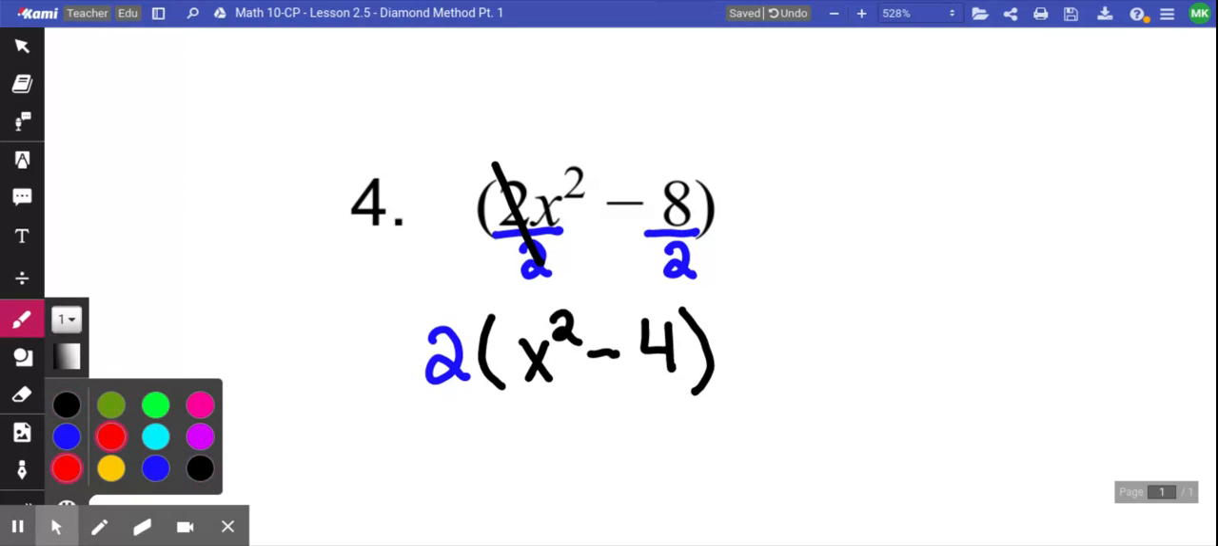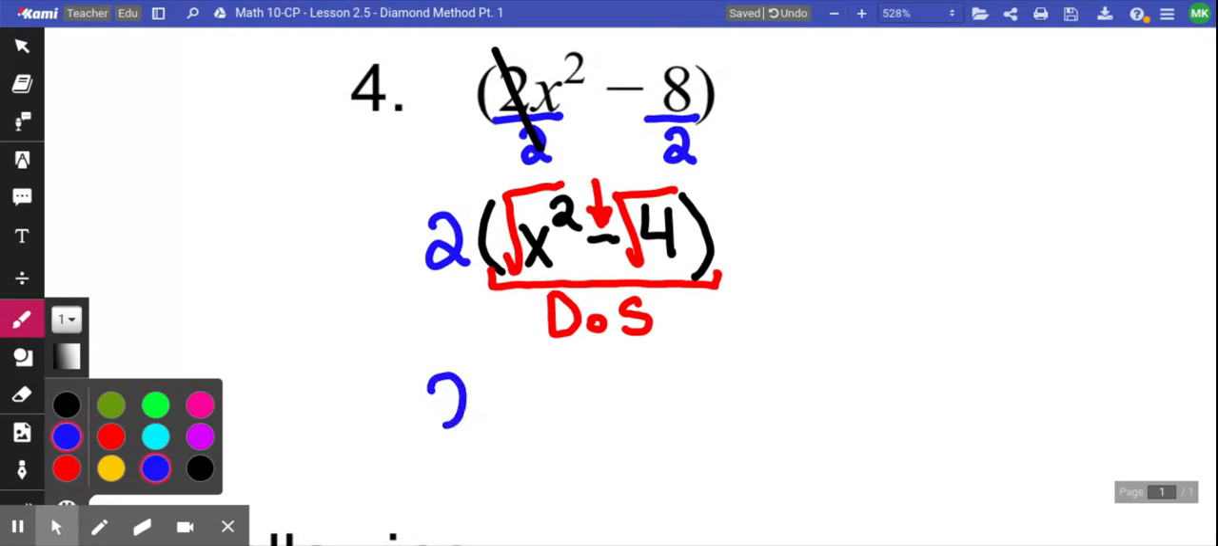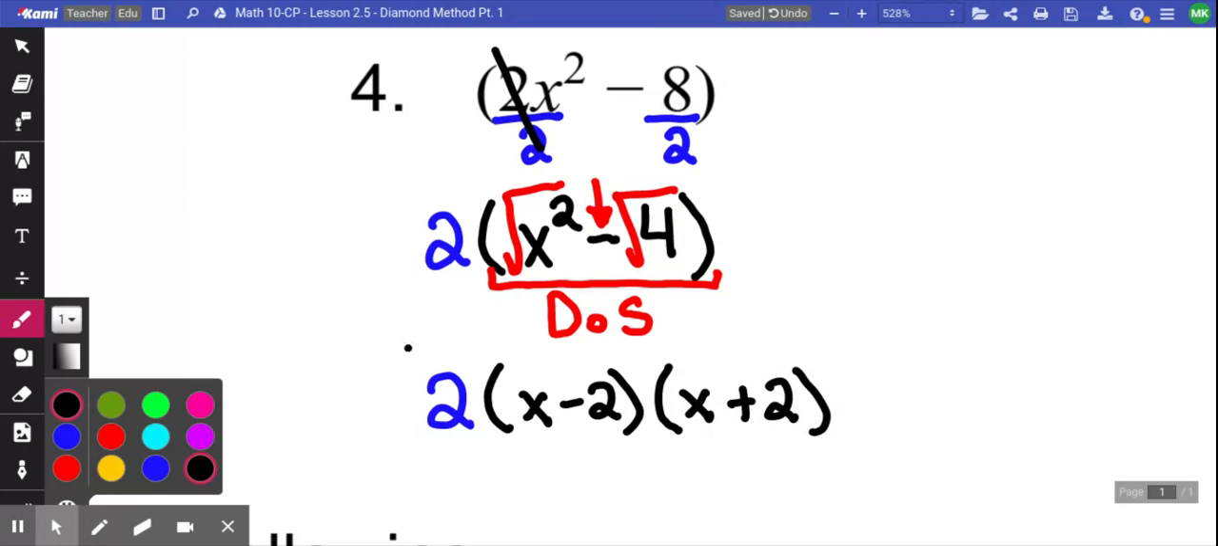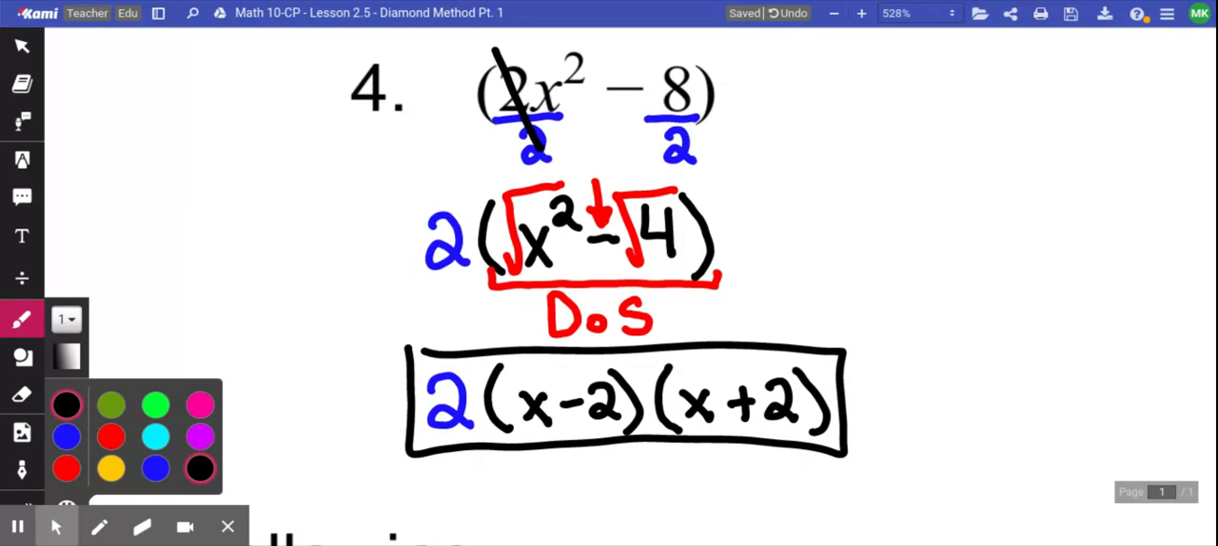But after I take out my greatest common factor, what's left in my brackets is a difference of squares. It's a subtraction question, and I can square root both these terms. So you could actually factor this again. The greatest common factor still stays out front, but then I would have x minus 2, because the square root of x squared is x, the square root of 4 is 2, and then the same thing but with a plus symbol in the middle. Like that. So that's the factoring we learned yesterday.